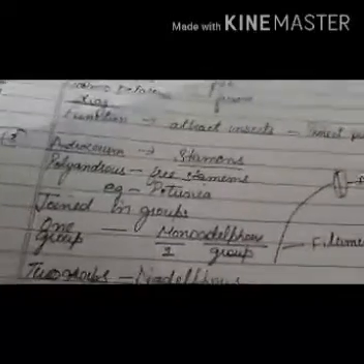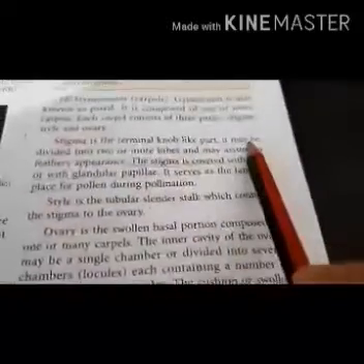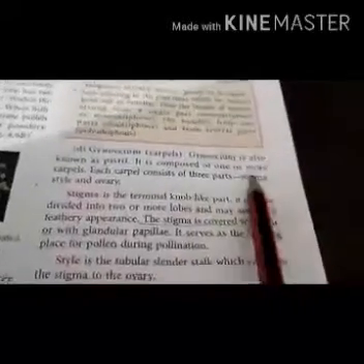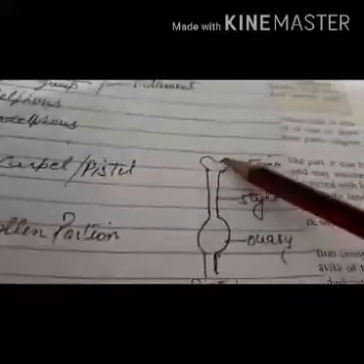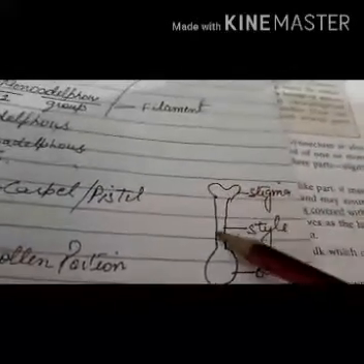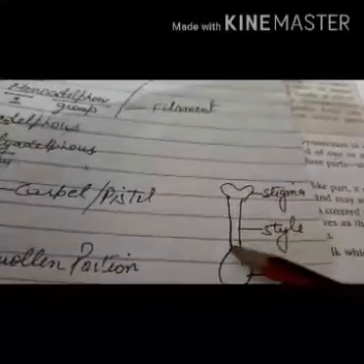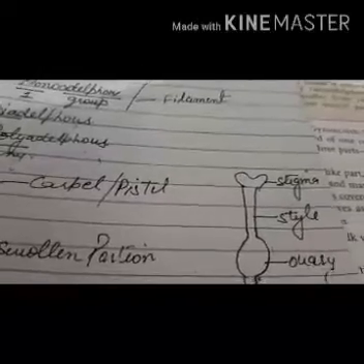Now the next whorl is the last whorl, the fourth whorl, that is the gynoecium. Gynoecium mainly consists of the carpels, which we also call the pistil, and it has three parts: stigma, style and ovary. In the diagram you can see this part is called the stigma, this is the style which is connecting the stigma and ovary, and the swollen portion at the base is called the ovary. So it has three parts: stigma, style and ovary.